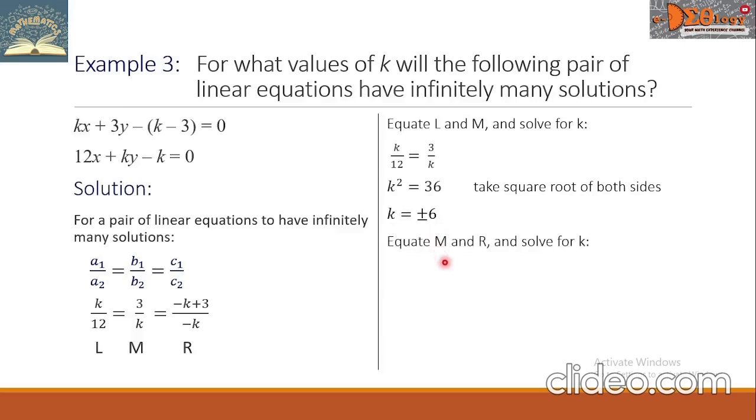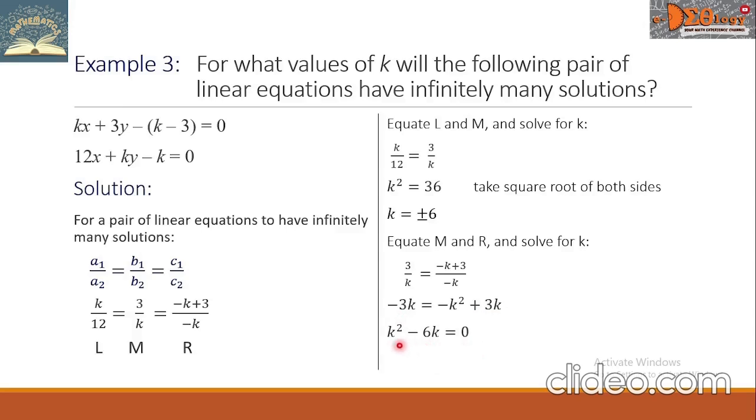Now let us equate the middle part and the right side. Then we will solve for k. 3 over k equals negative (k minus 3) over negative k. When we cross multiply, we have negative 3k equals negative k squared plus 3k. The right side members we transpose to the left side. This is positive 3k. When it is transposed, it becomes negative 3k to be combined with the negative 3k on the left. So we have now k squared minus 6k equals 0.